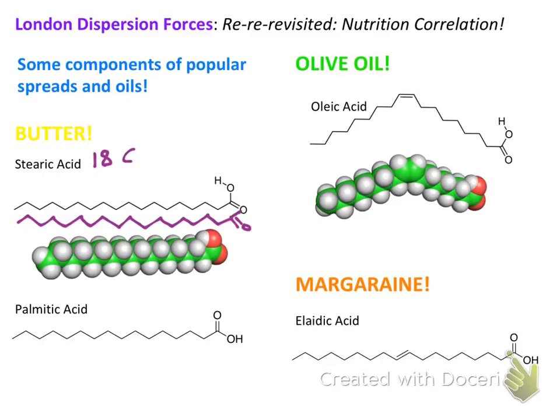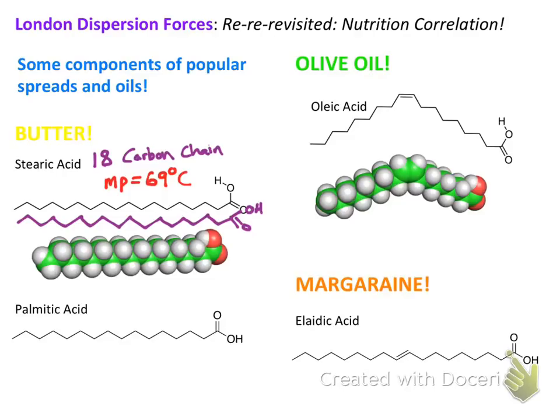And we'll add the carboxylic acid functional group at the end here. So as a result, there's a lot of opportunity for interaction between these, which creates a greater melting point. So we have our 18 carbon chain here, and the melting point is 69 degrees Celsius. Okay, well, how does that compare to palmitic acid, also prevalent in butter?